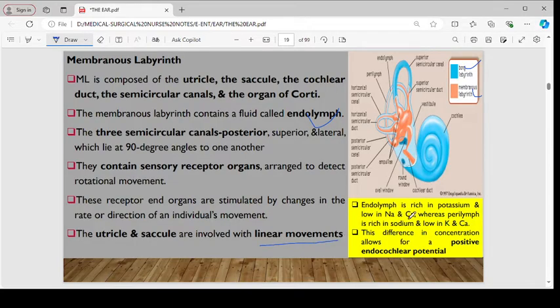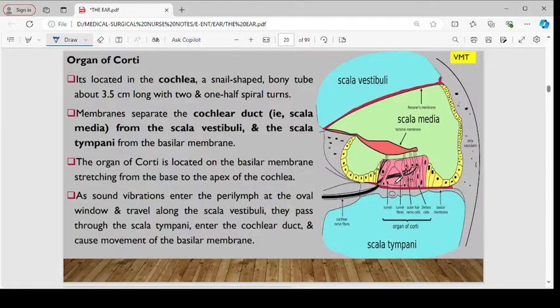Remember, endolymph is rich in potassium and low in sodium and calcium, while perilymph is rich in sodium and low in potassium and calcium. This difference in concentration normally allows for a positive endocochlear potential for the ear. The organ of Corti is located in the cochlea, and the cochlea is a snail-shaped bony tube of about 3.5 centimeters long with 2.5 spiral turns.